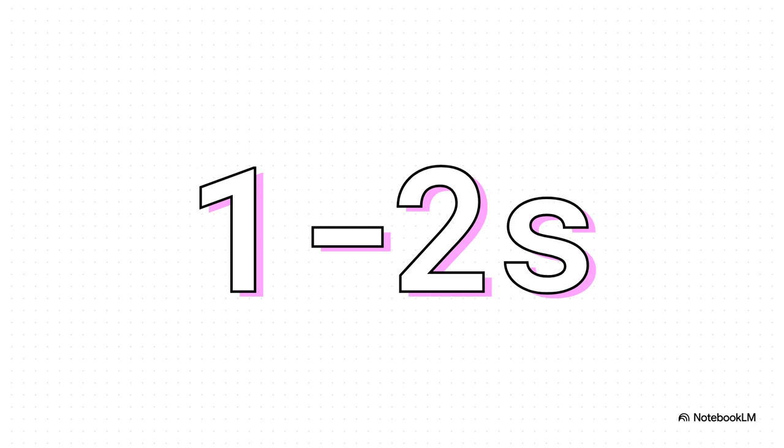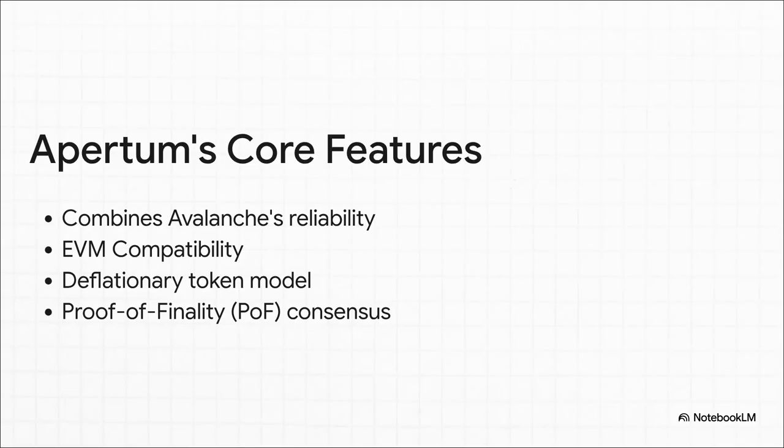It's not just about how many transactions, it's how fast they become permanent. On Apertum, transactions are confirmed in just 1 to 2 seconds. That is nearly instant. It makes everything feel as fast and reliable as a traditional bank, but it's all running on decentralized rails. The source also points to a few other core features. It's built for rock-solid reliability, kind of like Avalanche, and it's EVM compatible, which means it works with familiar tools like MetaMask. It uses a deflationary token model, which is designed to preserve value over time. And it's all secured by this unique proof of finality consensus mechanism, which is what makes that incredible transaction speed possible.